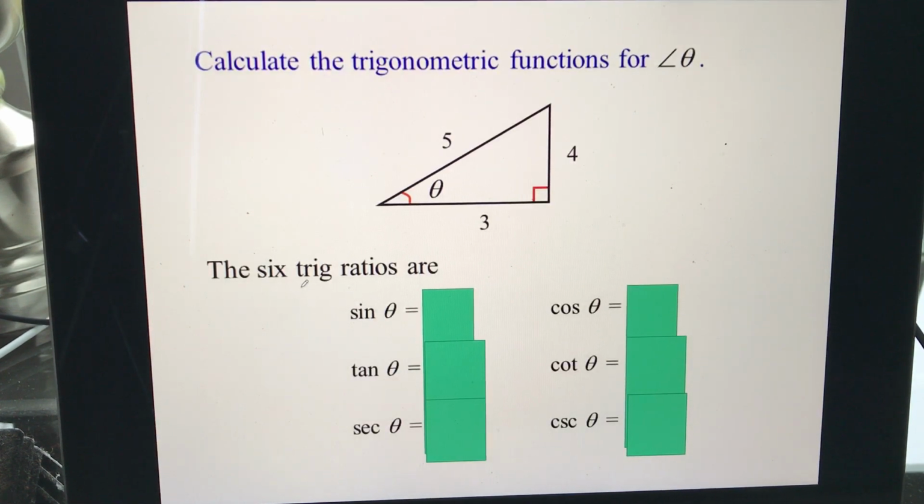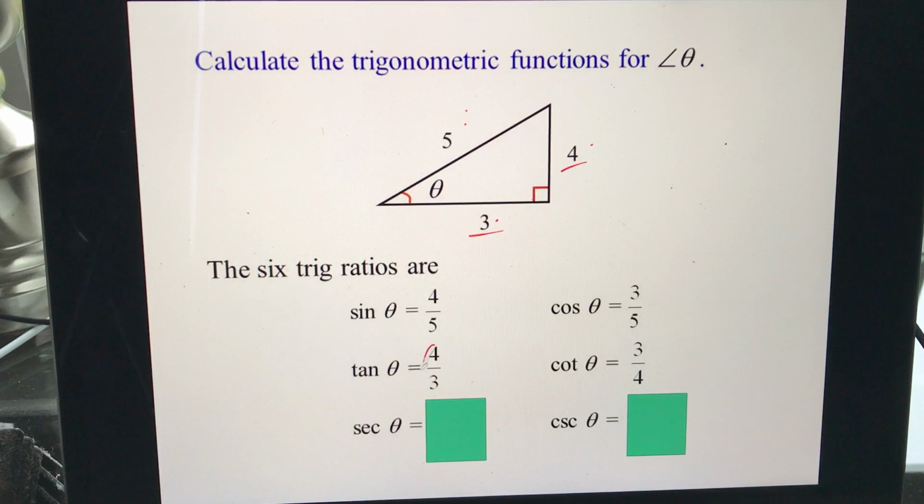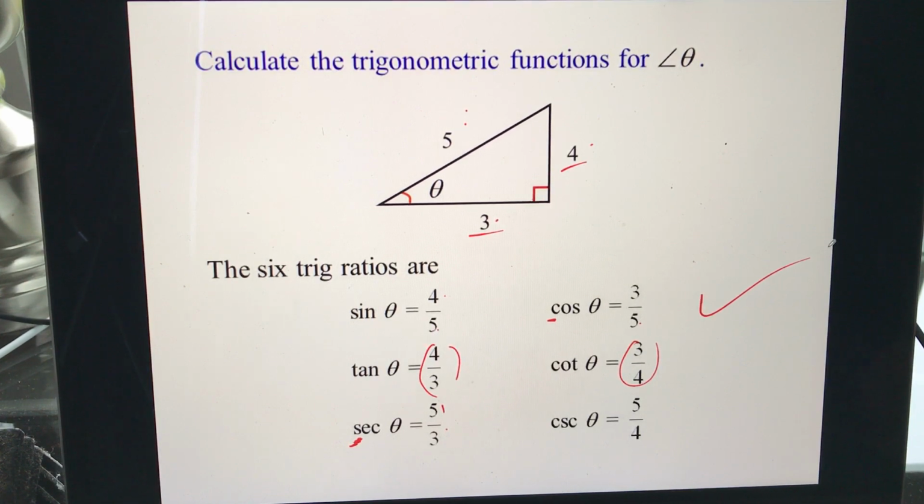So for example, I'm going to write all 6 trig ratios. I have theta, my hypotenuse is 5, my height is 4, my base is 3. My scale is a little off, but it doesn't matter. So the 6 trig ratios are: sine, I know sine is opposite over hypotenuse, got it. Cosine, adjacent over hypotenuse, right? Tangent, opposite over adjacent, got it. Cotangent now is just the flip. So 4 over 3, cotangent is 3 over 4. Secant is the flip of cosine. So 3 over 5 becomes 5 over 3. And cosecant is just the flip of sine. 4 over 5 becomes 5 over 4. That's it. That's how you write the 6 trig ratios.